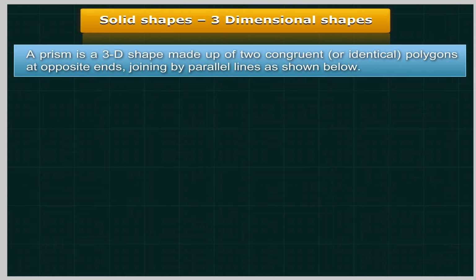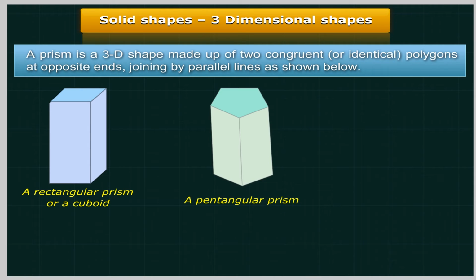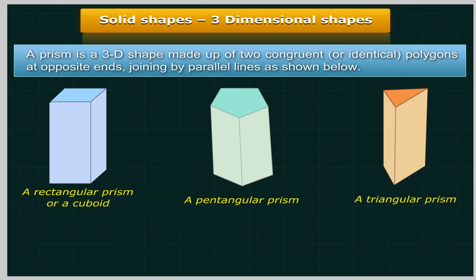A prism is a 3D shape made up of 2 congruent or identical polygons at opposite ends, joined by parallel lines as shown here. A rectangular prism or a cuboid, a pentagonal prism, a triangular prism.